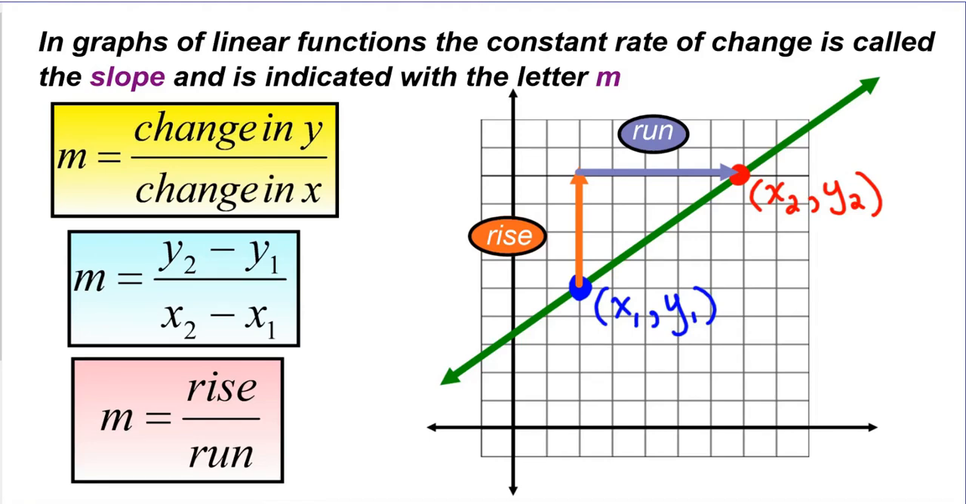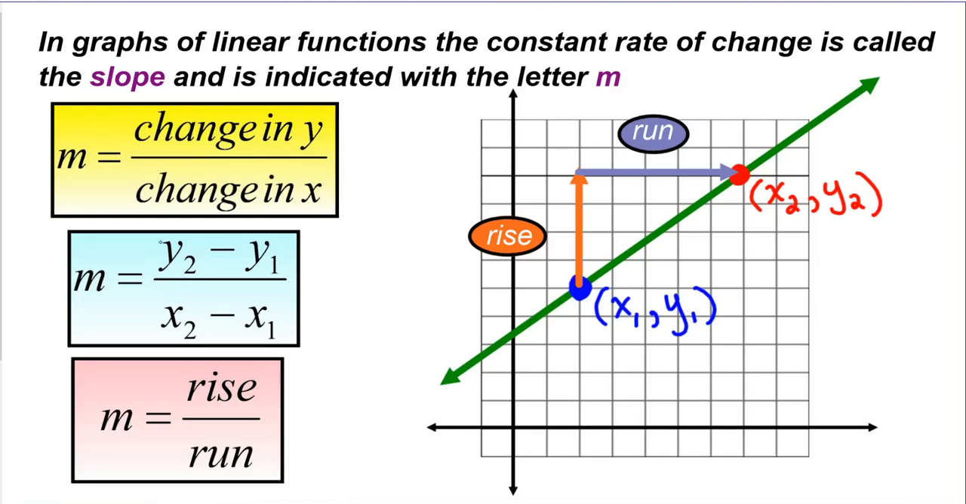So how do we find the change in the y values? Over in this picture, you'll see that I have two ordered pairs on the green line. And this blue dot has an x value and a y value, and we just call those x1 and y1. And the red dot has an x value and a y value. We call those x2 and y2. That just indicates that the blue dot is the first x and y values, and the red dot are the second x and y values. So how do you find the change in y? How much y has changed?